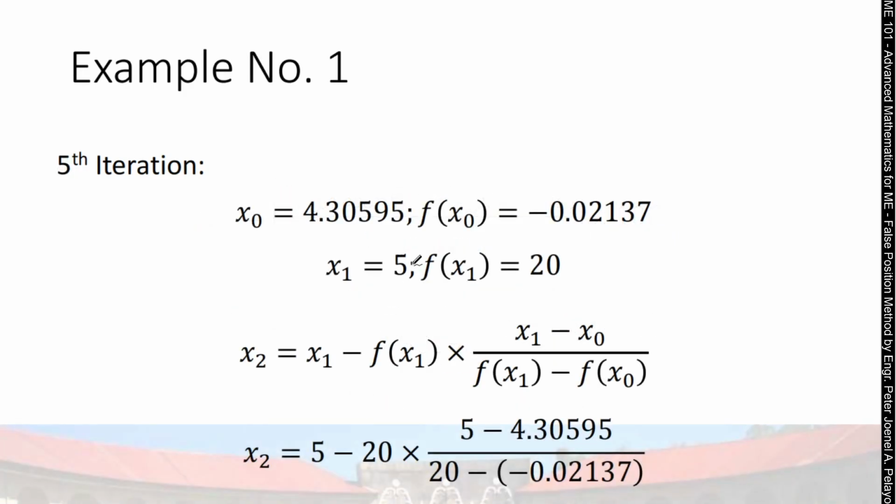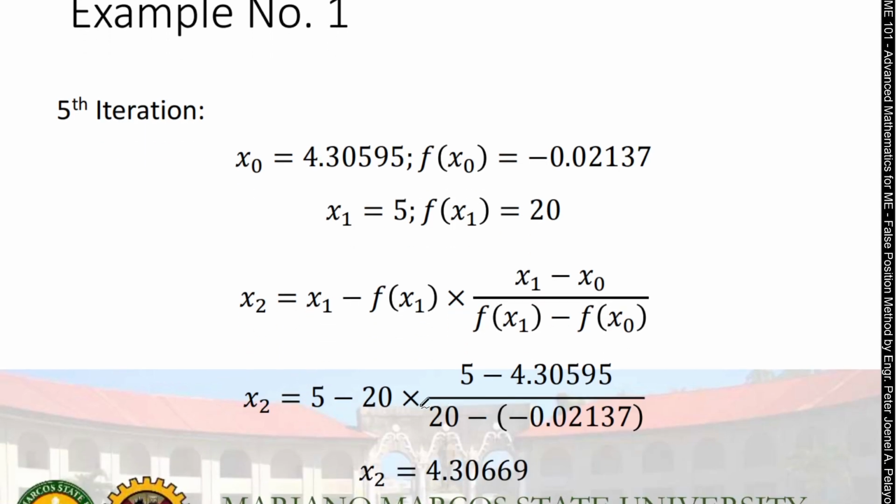So, fifth iteration, 4.30595. Dati natin X2, naging X0. So, X2 is equal to 5 minus 20 times 5 minus 4.30595 all over 20 minus the negative of 0.02137. We will get 4.30669.